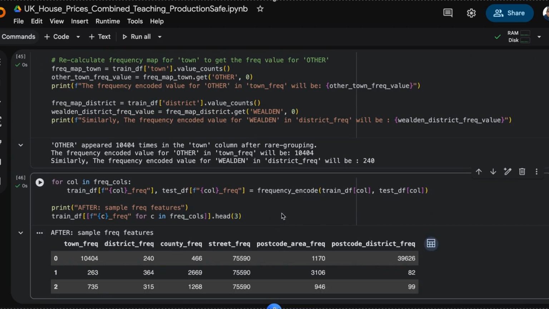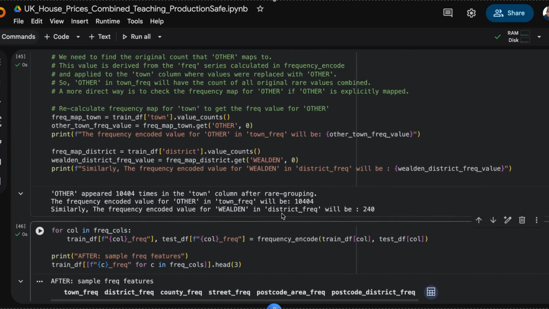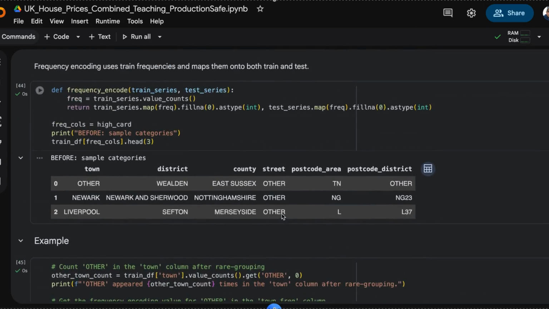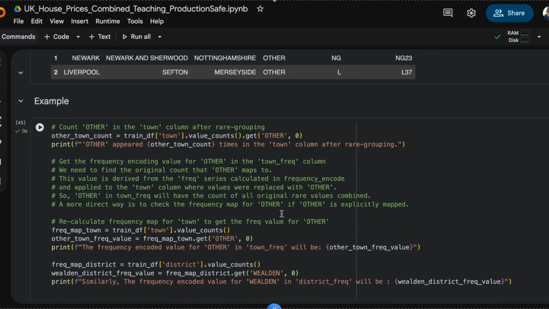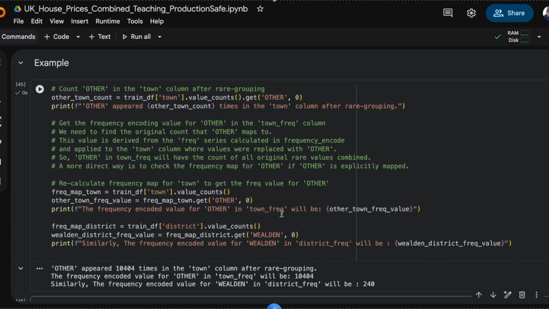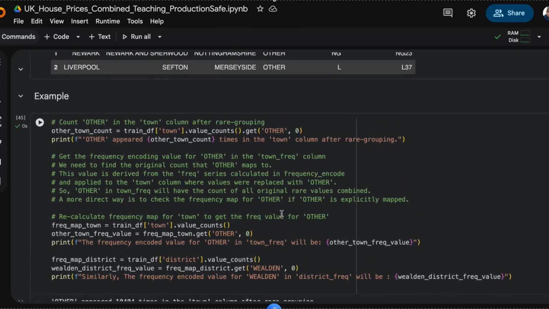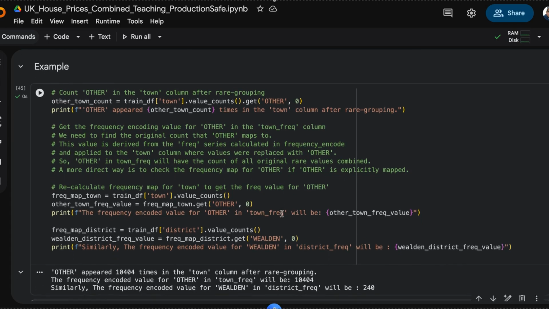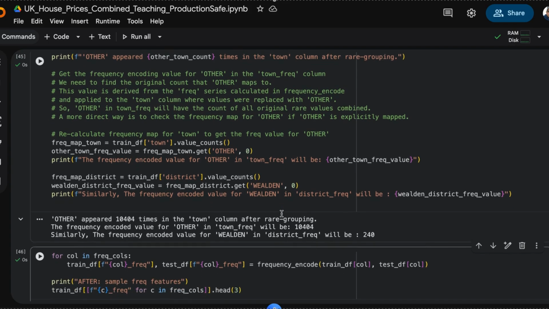Before encoding, these columns contain strings: town, district, county, street, postcode area, and postcode district. These strings cannot be used directly in regression models. We must convert them into numeric form. We compute value counts on the training dataset only. This produces a mapping, category to count. This mapping is then applied to training data and test data. The test data does not influence the frequency mapping. It simply receives the frequencies learned from training data.